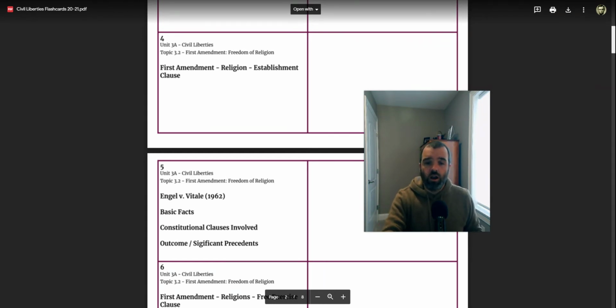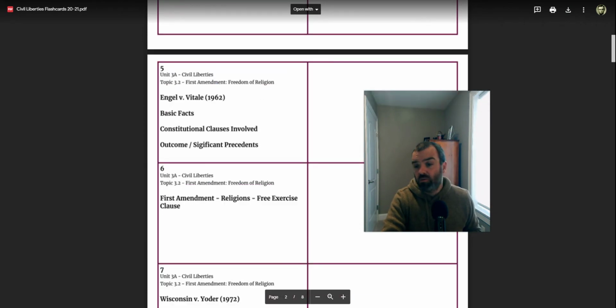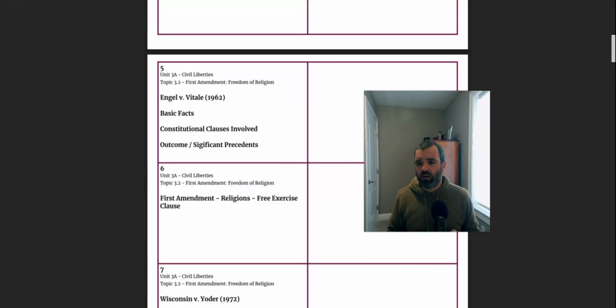The one key required case we have for this is Engel versus Vitale. This was about school prayer. The basic facts: in New York in the 1960s, they had a voluntary school prayer at the beginning of each day. The question was whether New York was violating the Establishment Clause. Remember, the First Amendment has been incorporated, meaning it applies to the states. We'll talk about that in a later flashcard. And the outcome is yes.